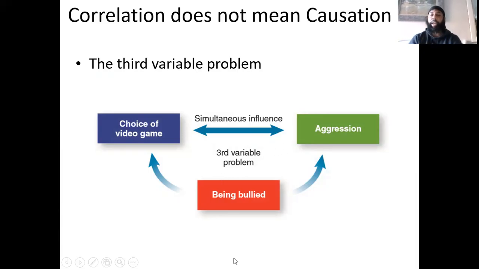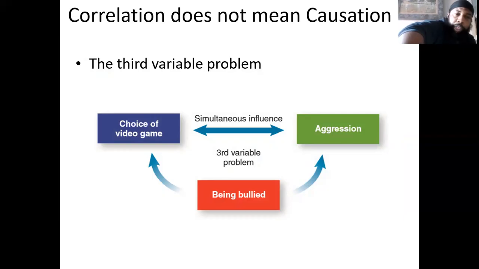So let's say that an individual has decided to play video games, right? And one of the reasons they've decided to do that is because they've been ostracized at school or isolated because they've been bullied. But because they've been bullied for so long, at some point they themselves become aggressive and start acting out. Well, we know that both the video game playing and the aggression went up. Both of them went up as a result of being bullied. So being bullied is working on both of these mechanisms.